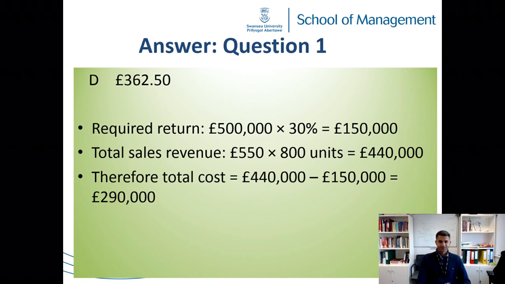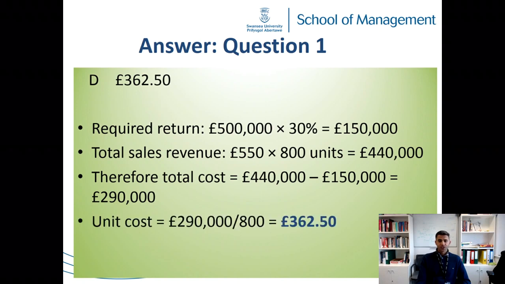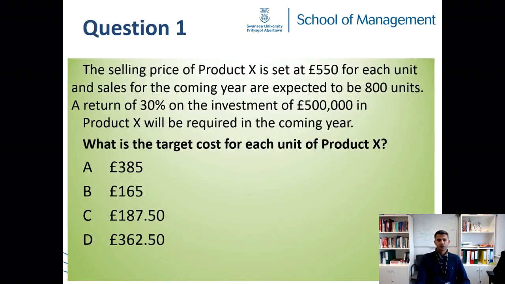Okay, so how about the cost per unit? The £290,000, if you divide it by the number of units, you should be able to find the target cost per unit, which is £362.50. If you go to the answers, the answer should be D, 362.50, because the question asks you to calculate the target cost for each unit.